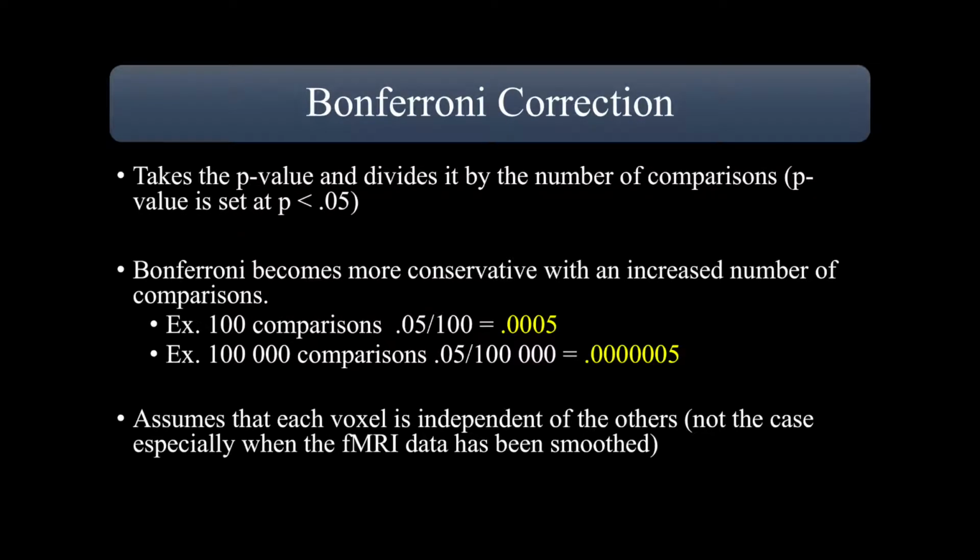The first correction method we are going to be talking about is the Bonferroni method. The Bonferroni method takes the probability of false positives and divides that by the number of tests run. A drawback of Bonferroni is that it is at times too conservative. It assumes that each voxel is independent of the others, which is not the case. In the case of fMRI data, adjacent voxels are more likely to be significant than non-adjacent voxels.